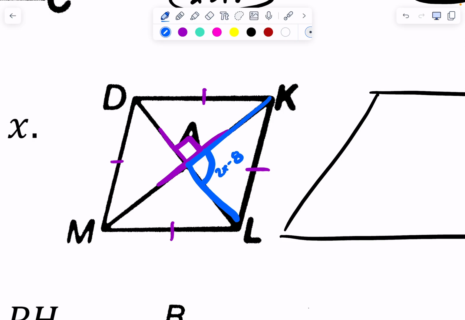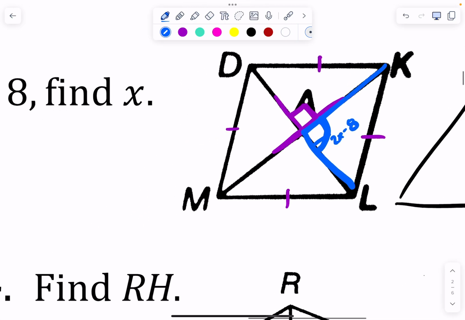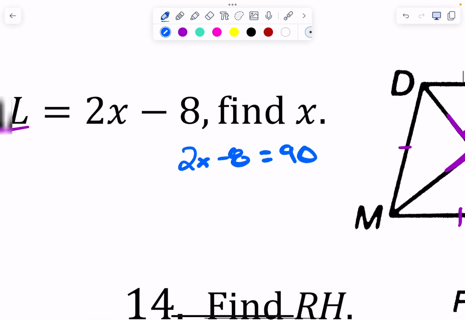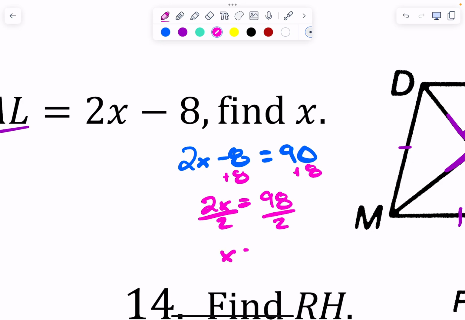So what do we know about 2x minus 8? It's equal to 90. Yeah, it's equal to 90 because this is a rhombus. So I just say 2x minus 8 equals 90, and we're solving for x. Let's add the 8. 2x equals 98, and divide by 2. 98 divided by 2 is 49, I believe.